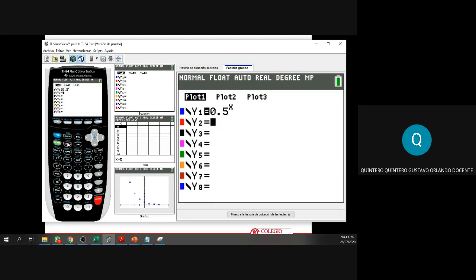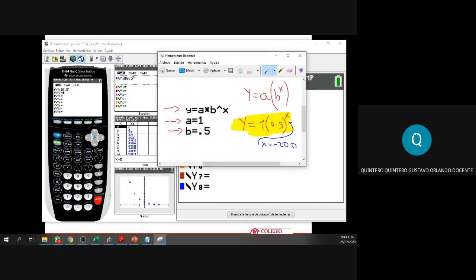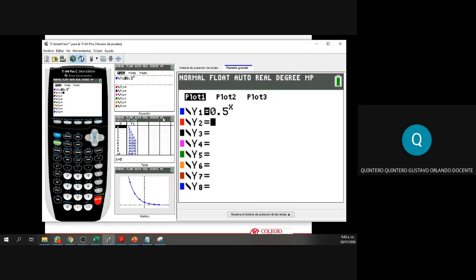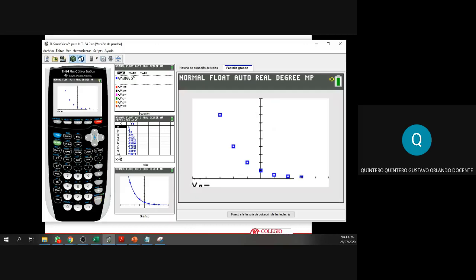There. Why did I skip the 1? Why did I not put the 1? Well, because it's 1 times 0.5, right? 1 times anything is the same, right? So from here, all I have to do is press graph, and look at that. After a while, the function is going to give us the line. The calculator is going to give us the line.